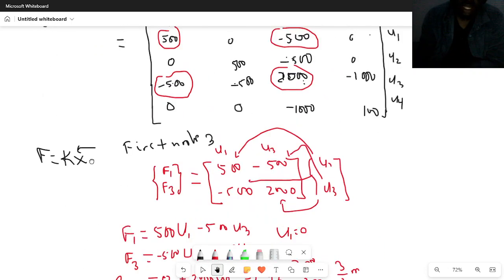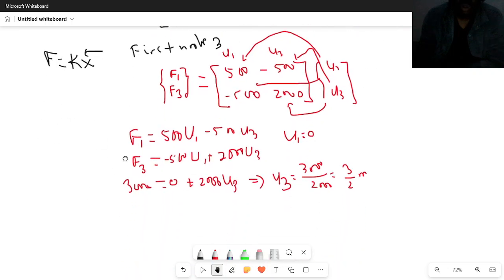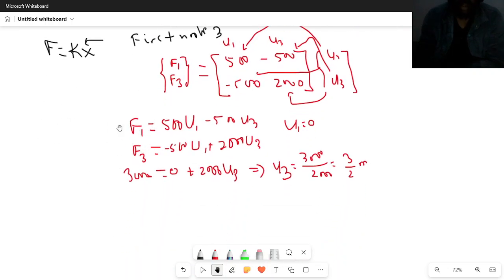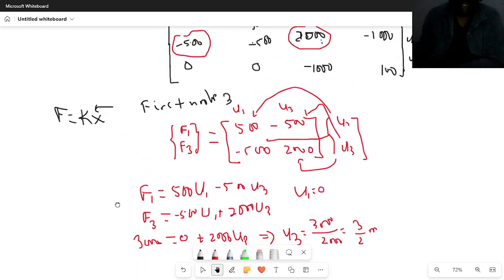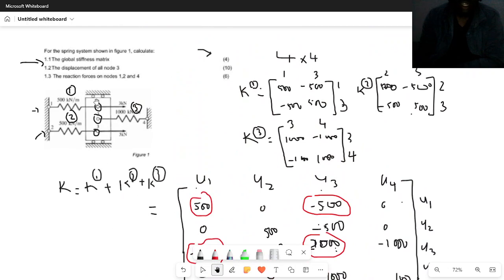Remember, in this case I'm not using F1 to solve because I do not have this force F1, but I do have F3. This is one of the reasons why the following question asks you to get the reaction forces on nodes 1, 2 and 4. This is the force that pulls back there.